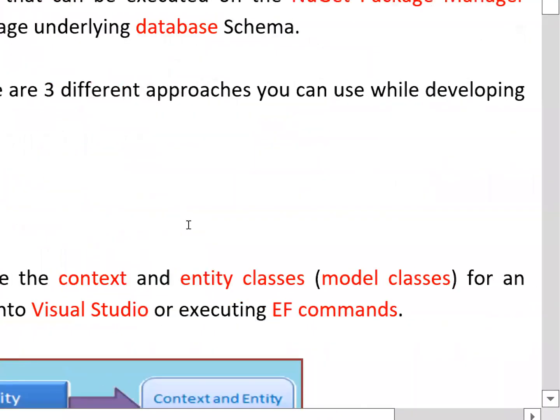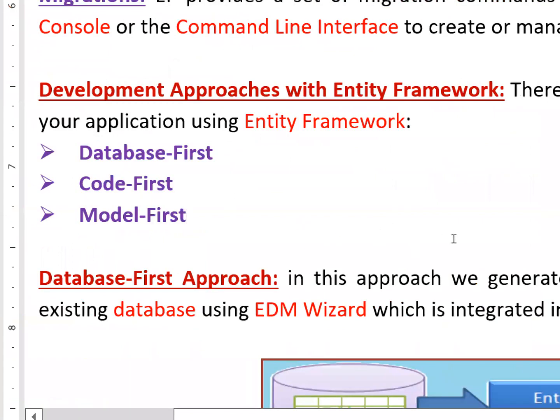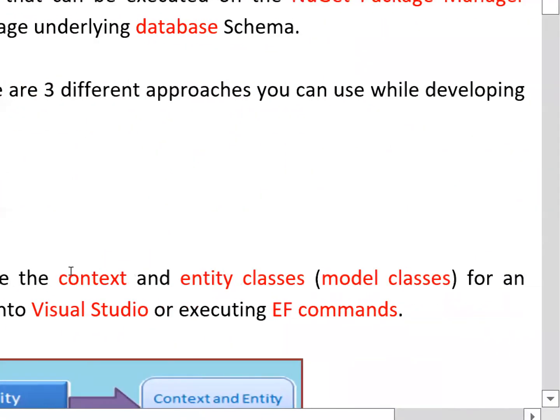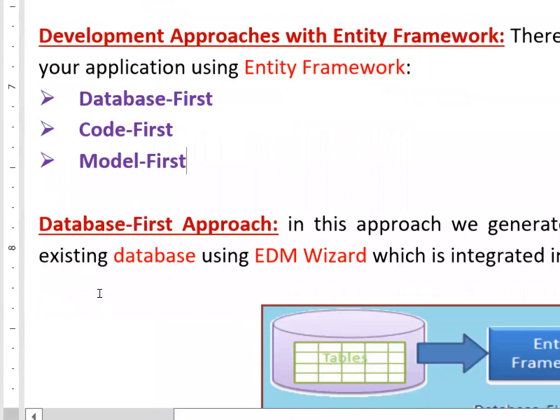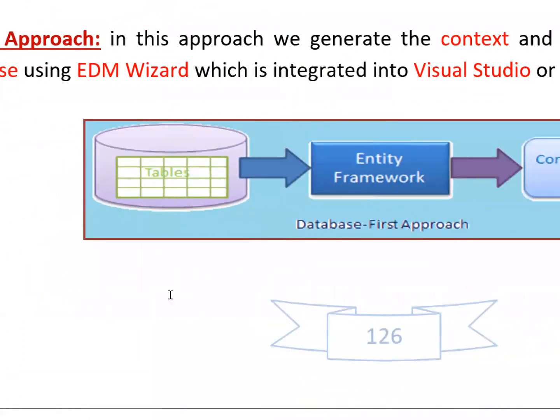Development approaches with the EF framework. There are three development approaches you can use while developing your application using the EF framework. First one, database first, code first, model first. What is database first? What's the picture? You'll understand what database first is.